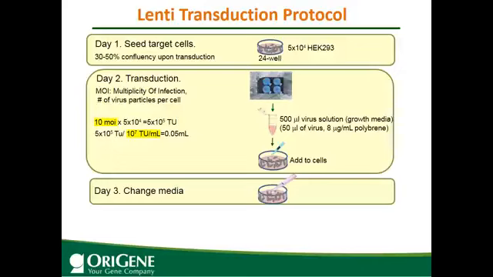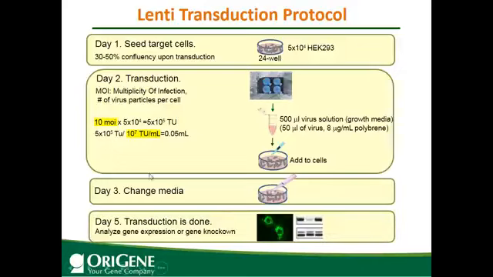The next day, change the cell culture media. And on day 5, 2 days later, that means 72 hours post-transfection, the cells are ready to analyze gene overexpression or gene knockdown. If your lenti contains any selection marker, you can directly split cells and add selection to the growth media.